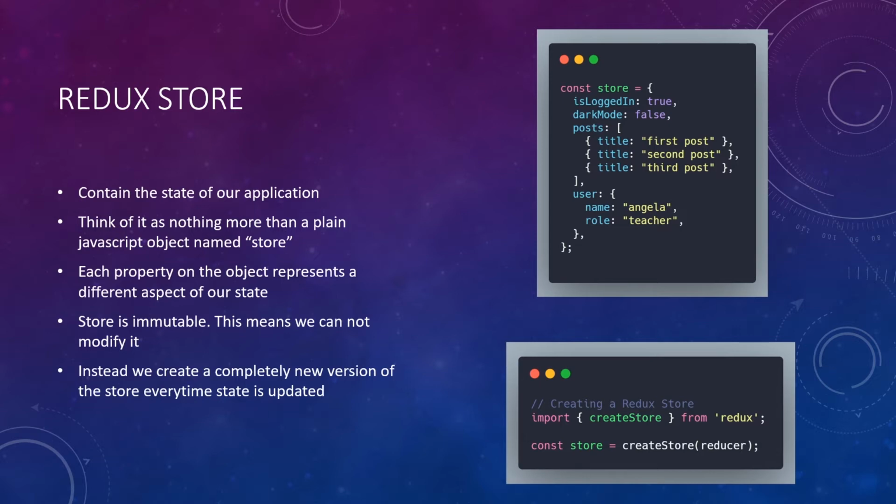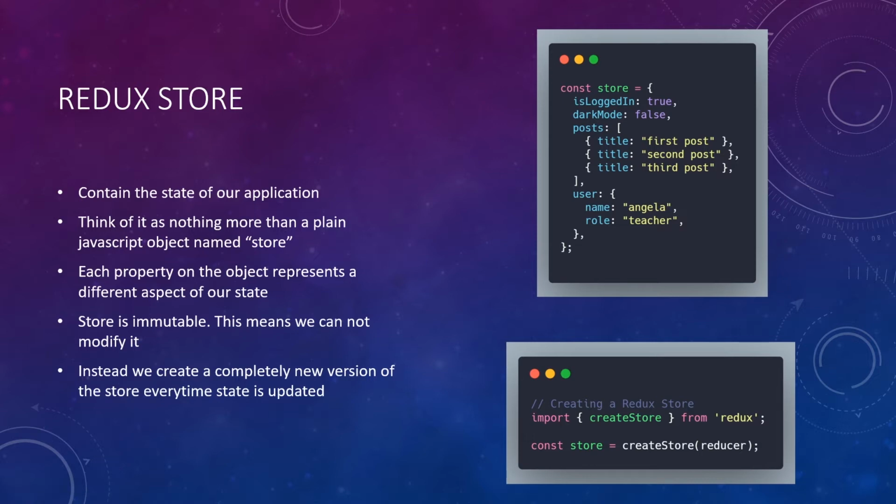But each property within this object is going to represent a different aspect of our state, right? Because we've got the is logged in and the user, which kind of go together. We also have the dark mode, which is user configuration settings. Then we have the actual data of our application. So each property represents a different part of our state.